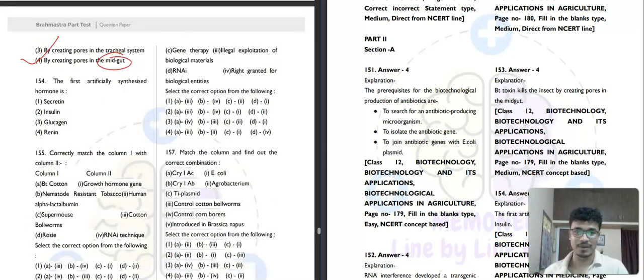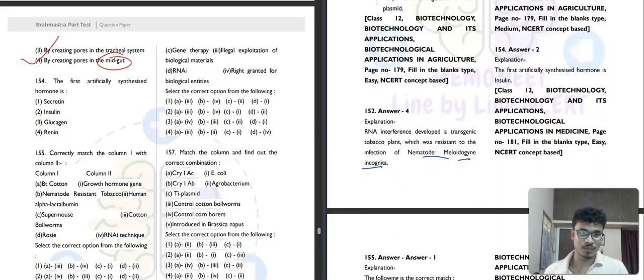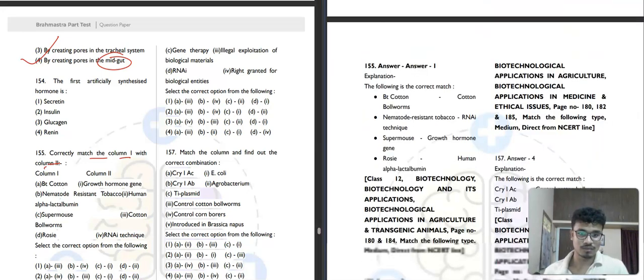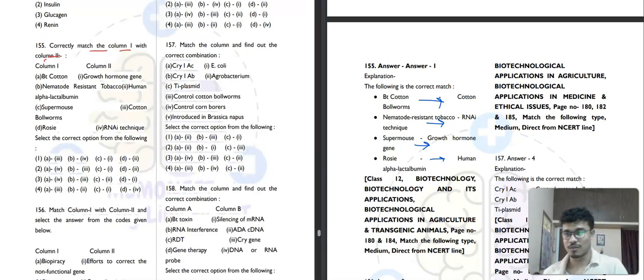Then question number 154. It is saying to correctly match column first with column second. Bt cotton is matched with cotton bollworms, nematode resistant tobacco with RNA interference technique, super mouse with growth hormone gene, Rosie, you know, with human alpha-lactalbumin. So, our correct option for this question will be option number first.